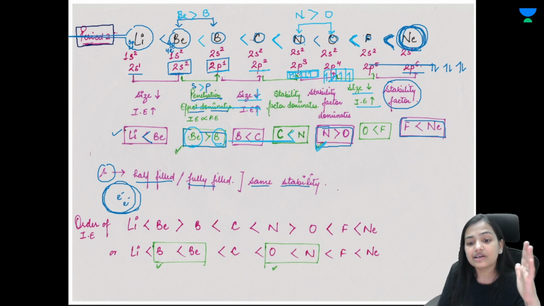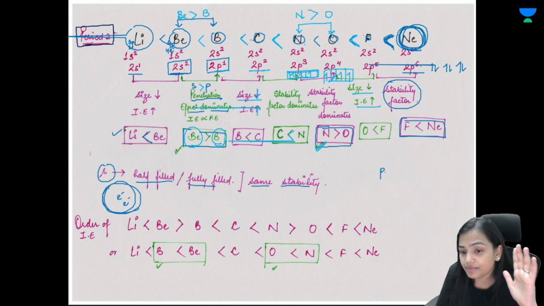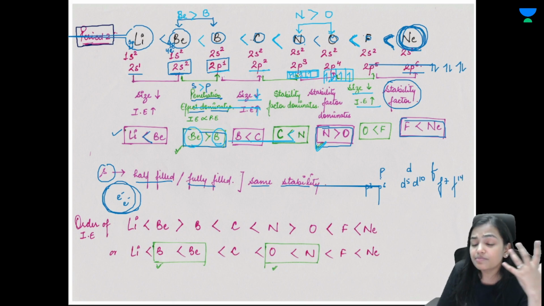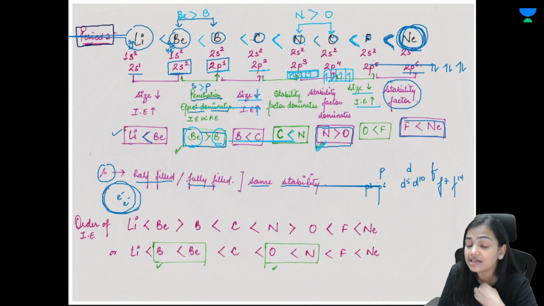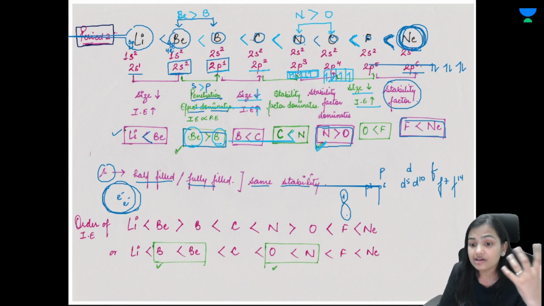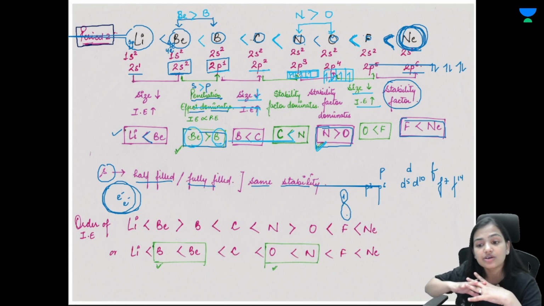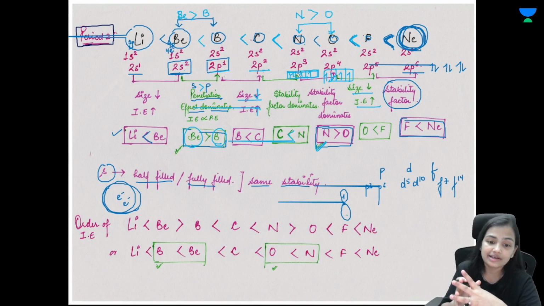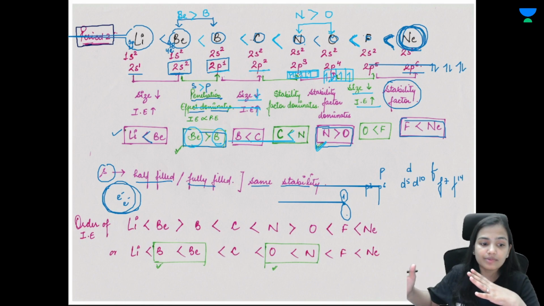The half filled and fully filled configurations are only for the p orbital, the d orbital, and the f orbital, when it is p3 or p6, d5 or d10, or f7 or f14. What's the reason? Because the p orbital is not spherical. Here the electrons are not equally distributed. The p orbital is dumbbell shaped, so the electron could be either here or here. So in the p orbital, the electrons are not equally distributed. It has a node. So that's why the stability factor comes for the p, d, f orbitals, not for the s orbital.